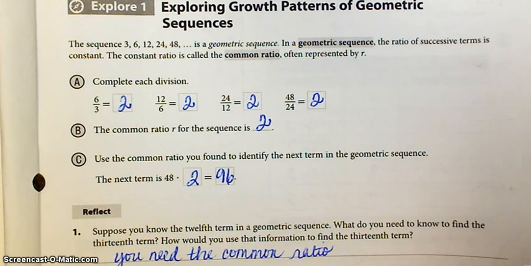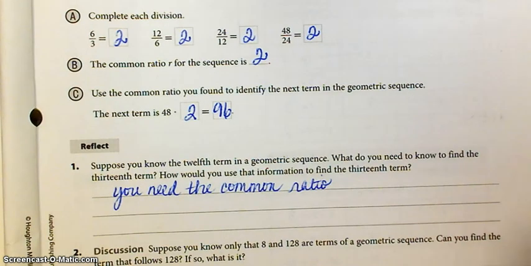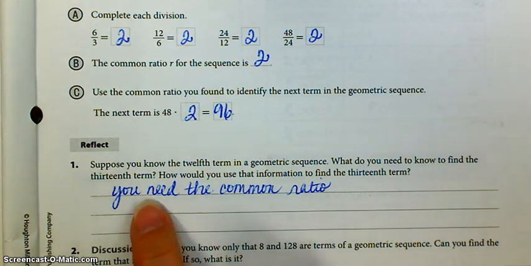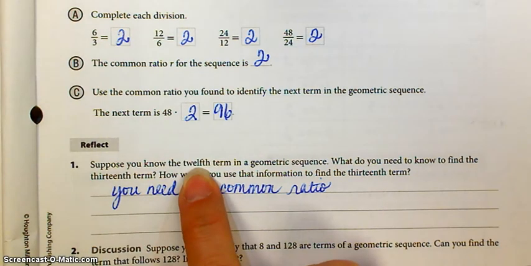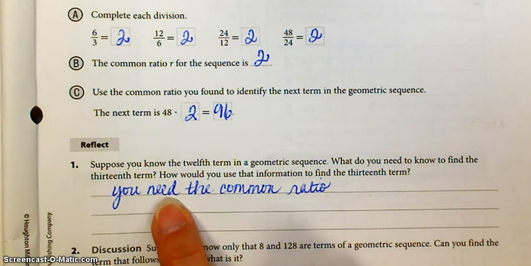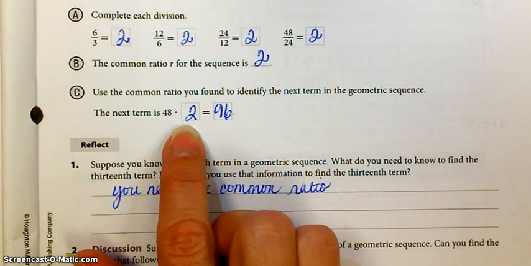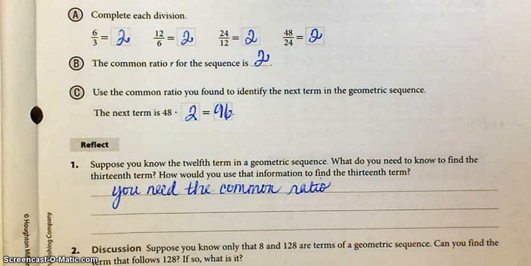All right. Suppose you know the 12th term in a geometric sequence. What would you need to know to find the 13th term? How would you use the information to find the 13th term? Okay, so for instance, if you knew the 12th term and you wanted the 13th, obviously you need the 12th term, and then you would need the common ratio because you would take the 12th term, whatever it is, and you'd multiply by the common ratio to get the 13th term.